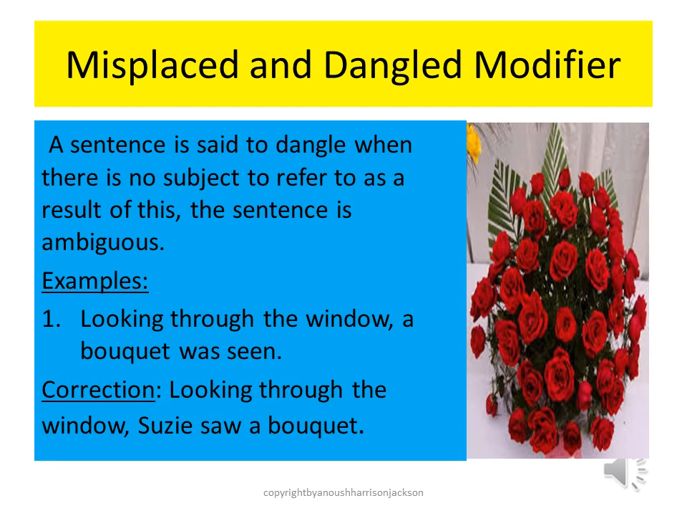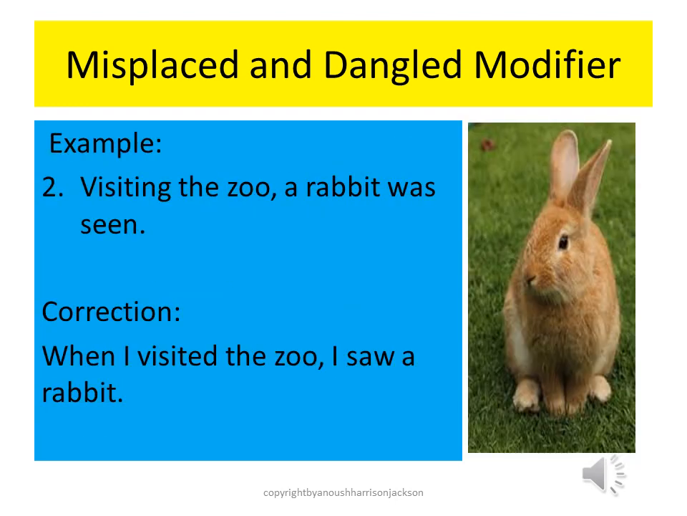A sentence is said to dangle when there is no subject to refer to. As a result of this, the sentence is ambiguous. Examples: 1. Looking through the window, a bouquet was seen. Correction: looking through the window, Susie saw a bouquet. Example number 2. Visiting the zoo, a rabbit was seen. Correction: when I visited the zoo, I saw a rabbit.